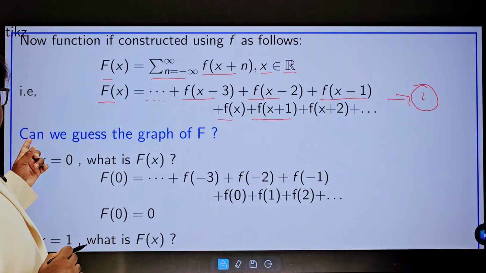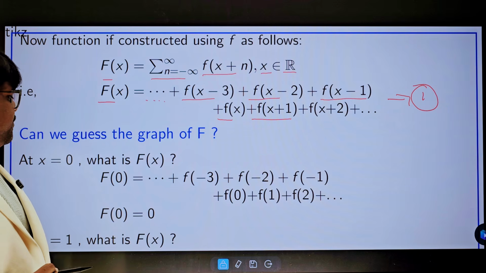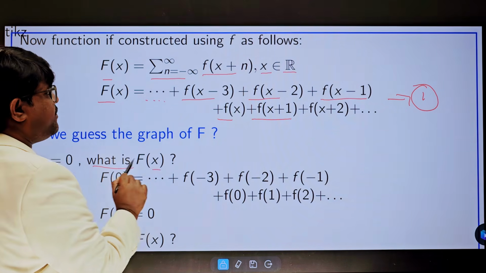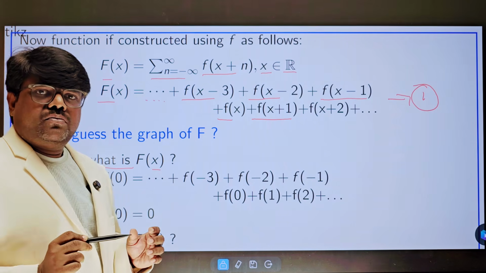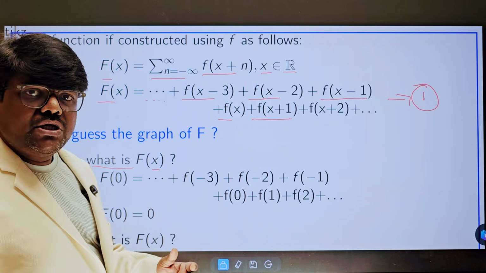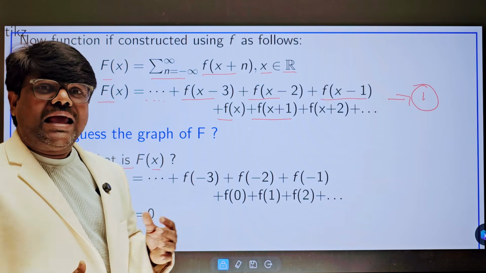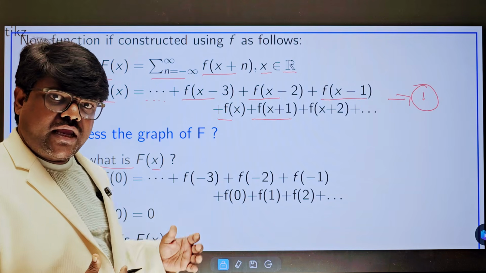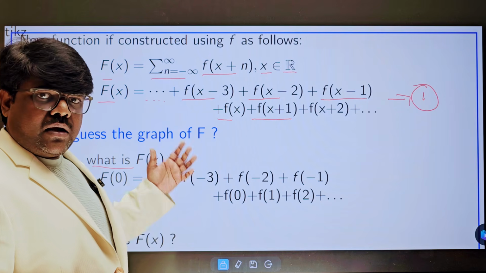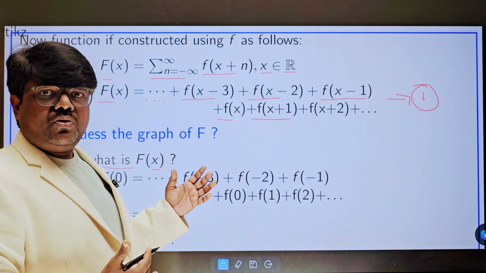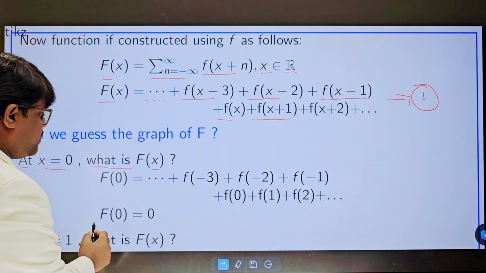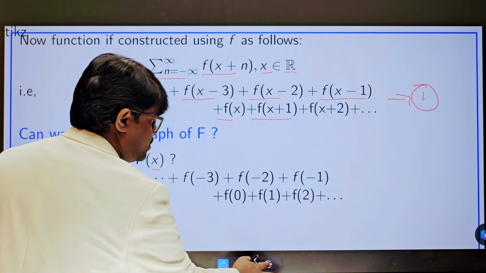Now, can we guess the graph of capital F? At x equals 0, what is capital F of x? Put x equal to 0 in equation 1 and calculate the value. Please do it, because time is also very important. I have to complete this problem within a time limit. So please do the calculation for your practice. You will get F of 0 equal to 0.